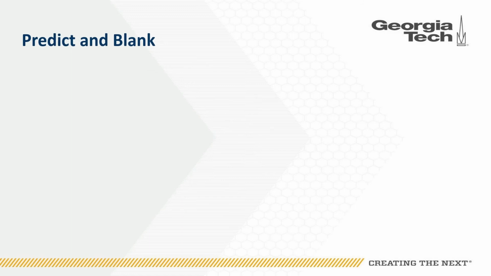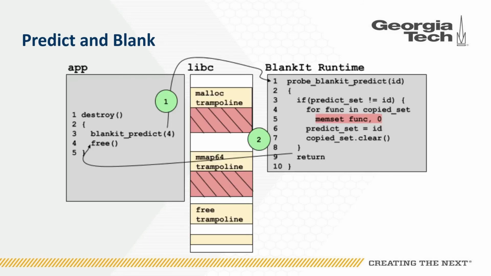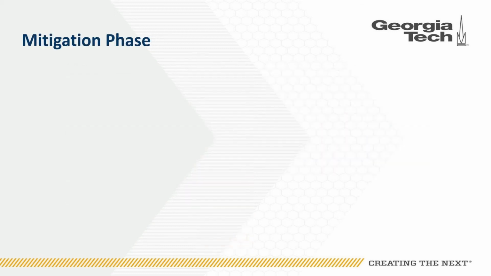Now let's consider the predict and blank steps together. The takeaway here is that a prediction precedes every library call that our application makes. That's when our runtime system will blank the last set of functions. As you can see, arrow 1 jumps into a probe BlankIt predict call, and the blanking happens at this red pseudocode on line 5. The prediction is stored, and after we return on arrow 2, we make the library call. In this case, it calls free, and if the prediction checks out, then everything's fine. If not, we have to handle it.